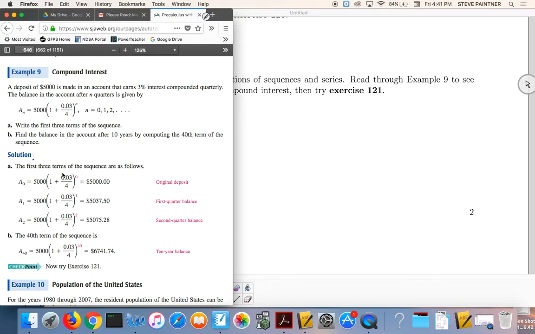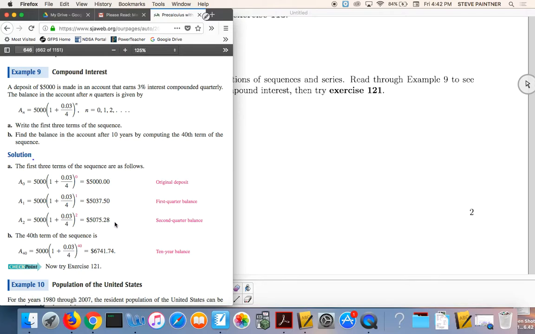So this sequence will just tell you how much money you have. First thing they do is write the first 3 terms of the sequence. That's just as simple as plugging 0 into the formula, plugging in 1, plugging in 2, and computing that. You can see that in the 0th quarter, the money hasn't changed at all. No time has passed. After the first quarter has passed, we've made $37.50. And you can see how that continues.